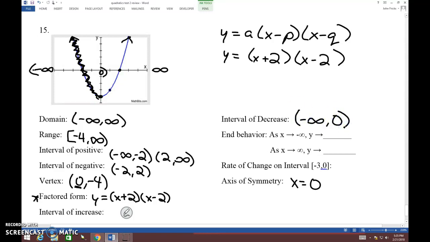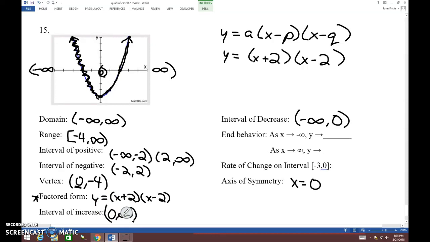Now, once I get to 0, I can then see that it changes and it starts going up, up, up, increasing, right? So if it's increasing, that's going to start increasing here at 0, and then it's going to continue to increase all the way out to infinity. So that's going to be starting at 0, and it's going to continue all the way out to infinity.